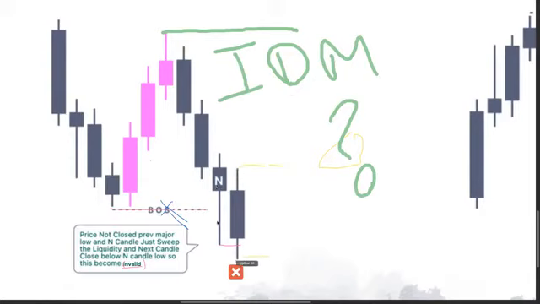This candle did not close here, and the next candle did not close below the end candle low. Correct. If this candle closes below it, then this becomes a valid break of structure. So this is an invalid break of structure. But you will see the text here says valid, but I replaced this error so you can understand.